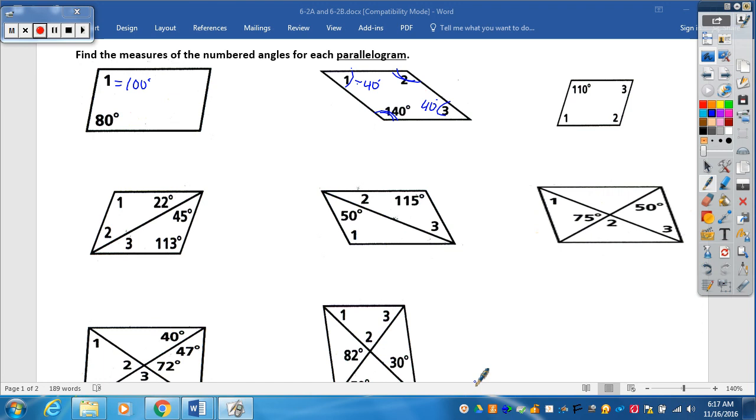Same thing with the next one. These angles are congruent, so angle 2 is 110. And then from there, these angles are also congruent, but these are supplementary. So again, this is 70, and that's 70. Hey, those are popular numbers today.